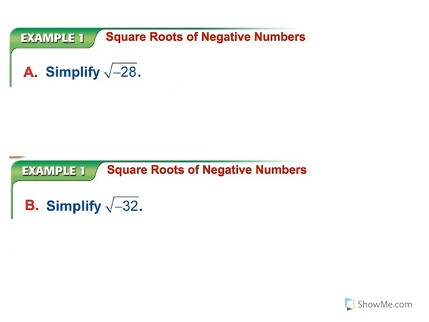So example number 1, square roots of negative numbers. We're going to simplify the square root of -28. Anytime we need to take out a negative, we can take it out and replace it with i. So we can rewrite this as i times the square root of 28. The next thing we're going to do is take the square root of 28 and do the tree to reduce it.